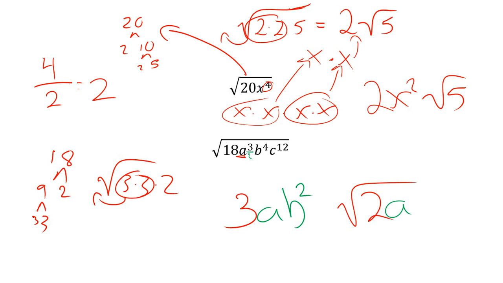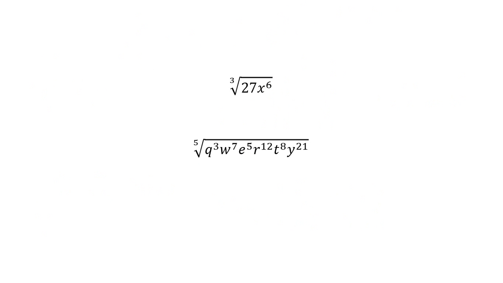The last one, c to the 12th. 12 divided by 2 is 6, which means we have c to the 6th. So our answer, the simplified version of this one, would be 3ab squared c to the 6th times the square root of 2a. Okay. So again, it's just breaking it down slowly, slowly, slowly.